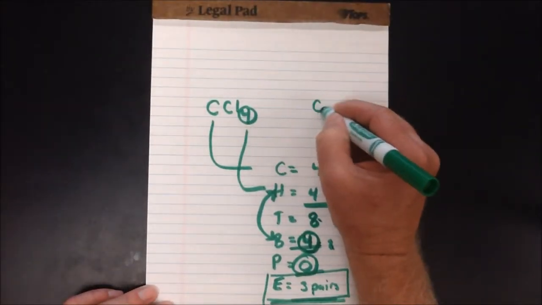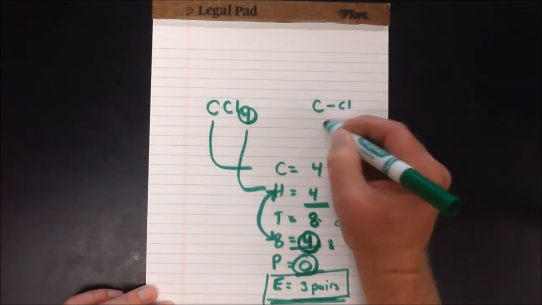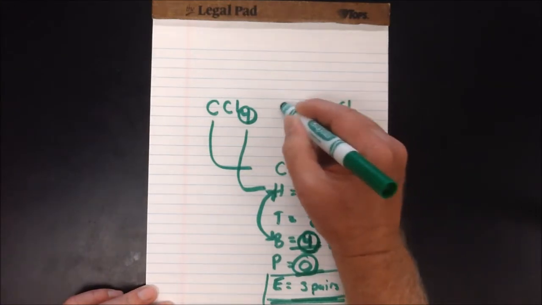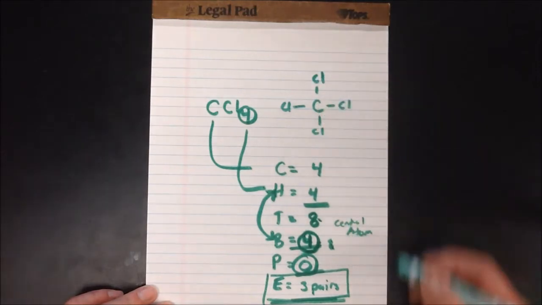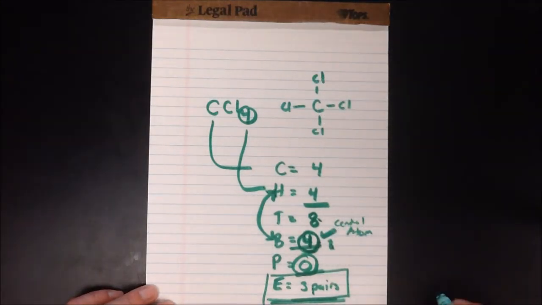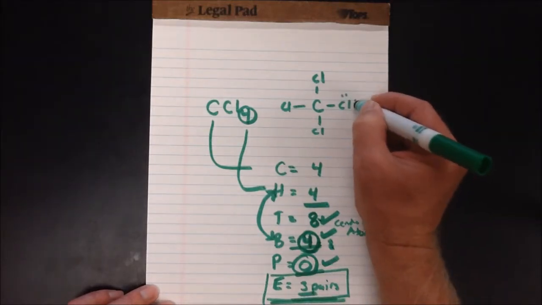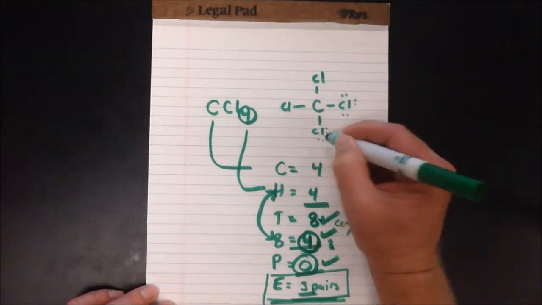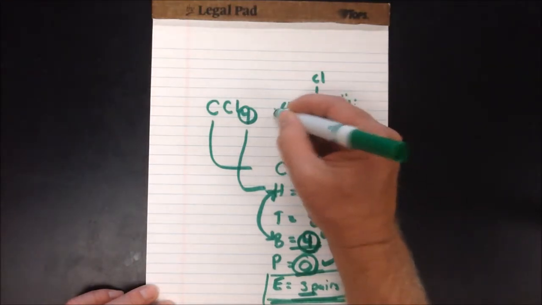So I draw my central carbon, single bond, each chlorine on. There's the 4 bonds, which accounts for the 8 electrons around that central atom. There are no lone pairs on the central atom. And the last step, 3 lone pairs on each externally bonded halogen.